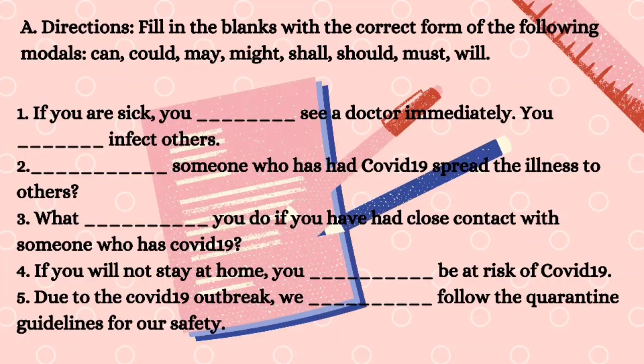Number 2. Blank someone who has had COVID-19 spread the illness to others. Number 3. What blank you do if you have had close contact with someone who has COVID-19. Number 4. If you will not stay at home, you blank be at risk of COVID-19. Number 5. Due to the COVID-19 outbreak, we blank follow the quarantine guidelines for our safety.